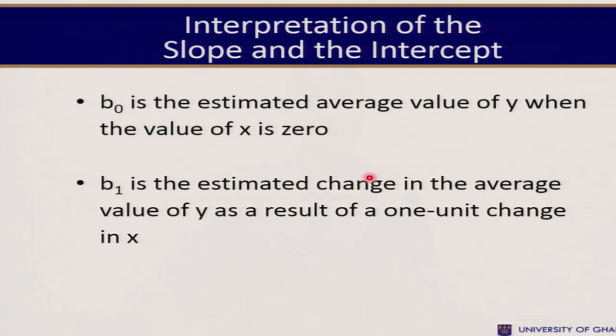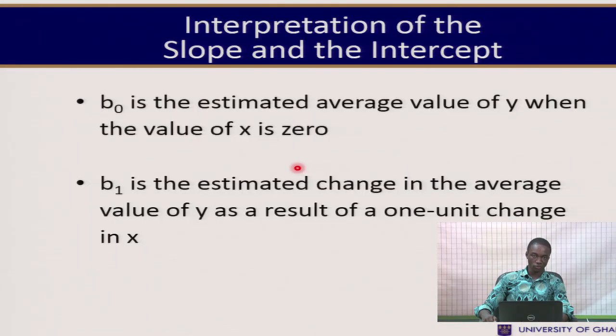Let's see how we can interpret these values. The beta naught, or b0, is the estimated average value of y when the value of x is 0. So whatever value we get for beta naught is just the value of our dependent variable if our independent variable is 0. Similarly, b1 is the estimated change in the average value of y as a result of a 1 unit change in x. You'll understand this better when we take the example.